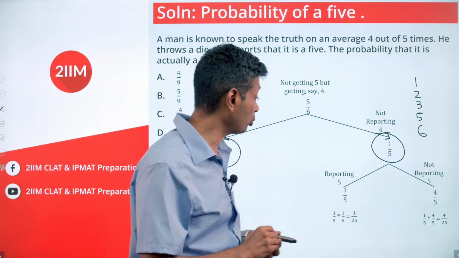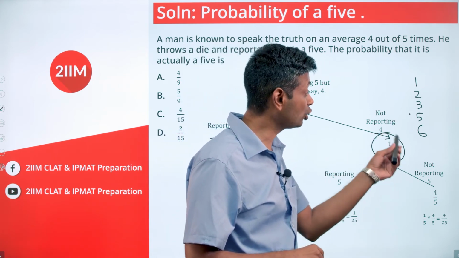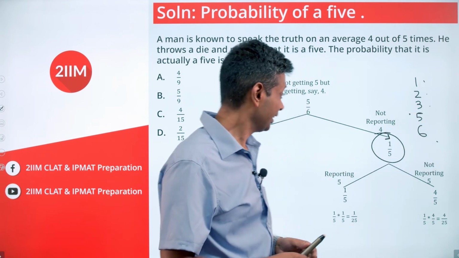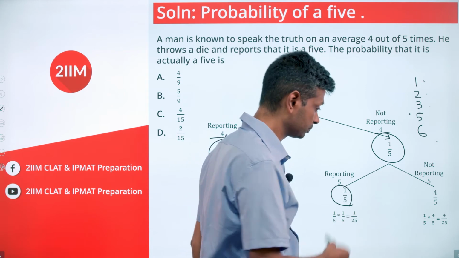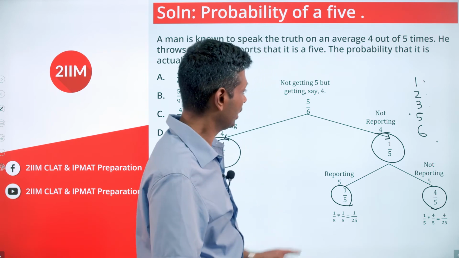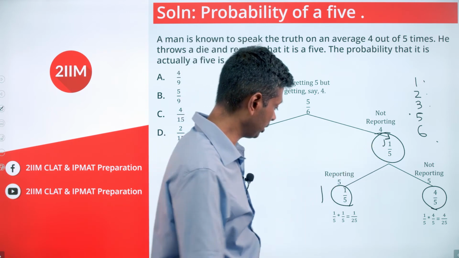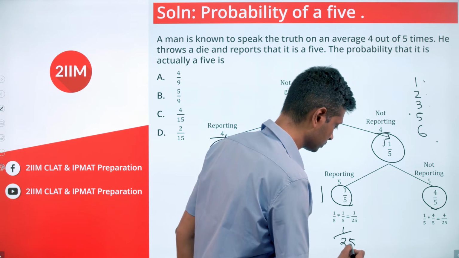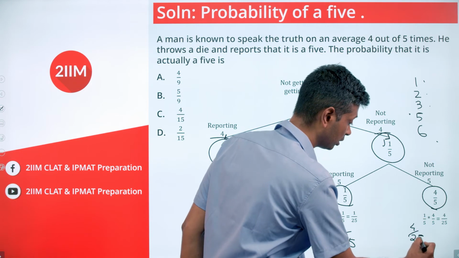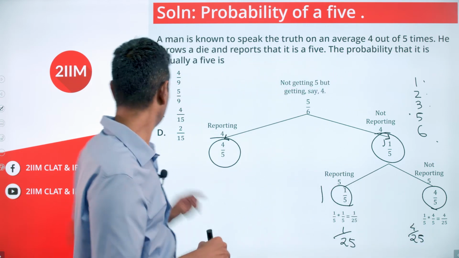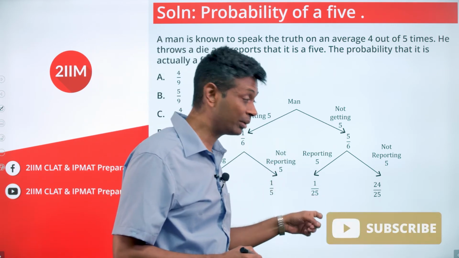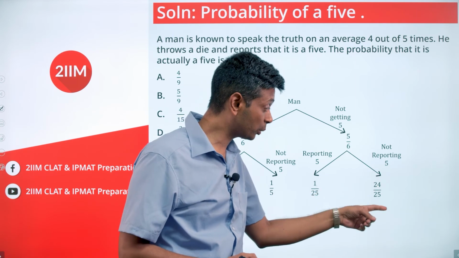Within this, I could be reporting a 5 or I could be not reporting a 5. 1, 2, 3, 6. And reporting 5 probability is 1 by 5. Not reporting 5 probability is 4 by 5. Or in this 1 by 5, we multiply with this 1 by 5 to get 1 by 25. This 1 by 5 into 4 by 5, we get 4 by 25. Now we come back to our original breakdown and say, not getting 5 is 5 by 6. Reporting it as a 5 is 1 by 25. Not reporting as a 5 is 24 by 25.